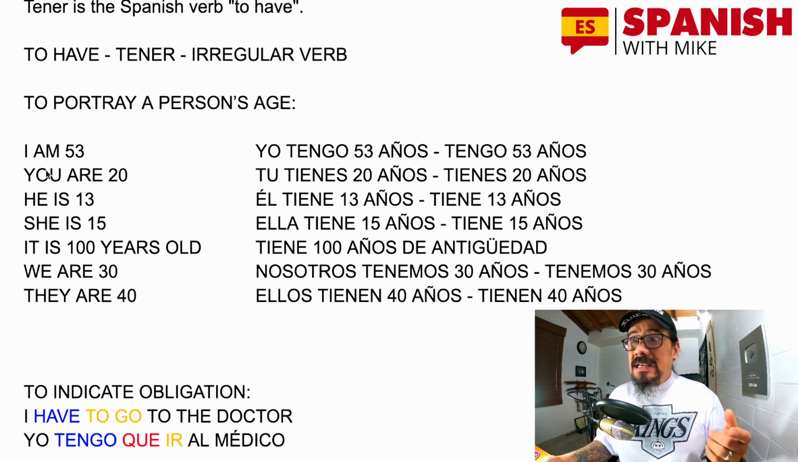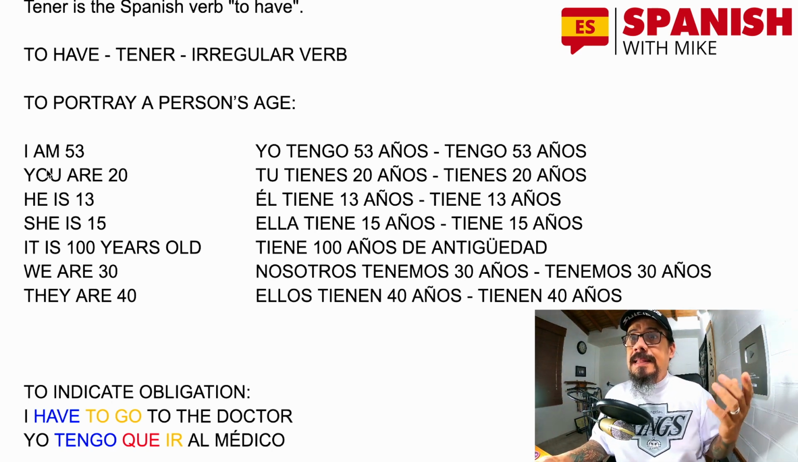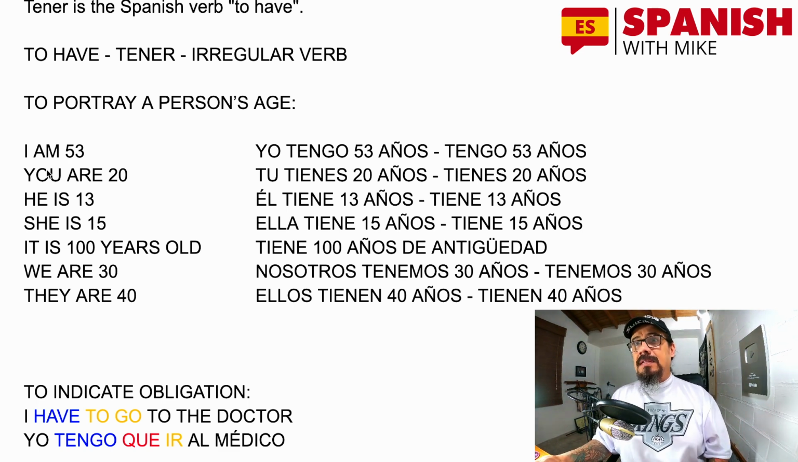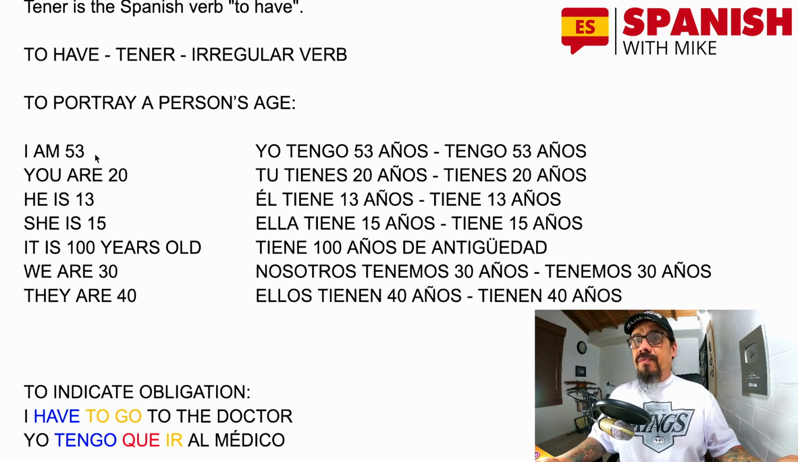Él tiene 13 años, he is 13. Ella tiene 15 años, she is 15. Tiene 100 años de antigüedad, it is 100 years old. Nosotros tenemos 30 años, we are 30. Ellos tienen 40 años, they are 40.